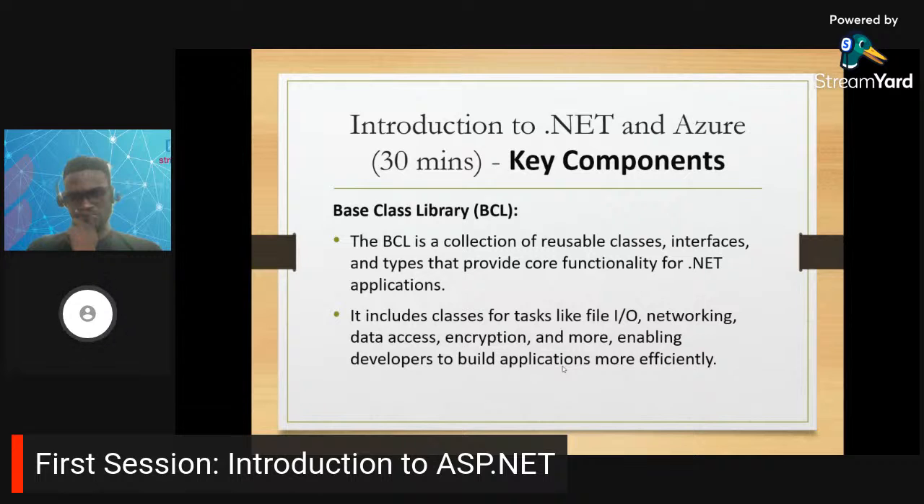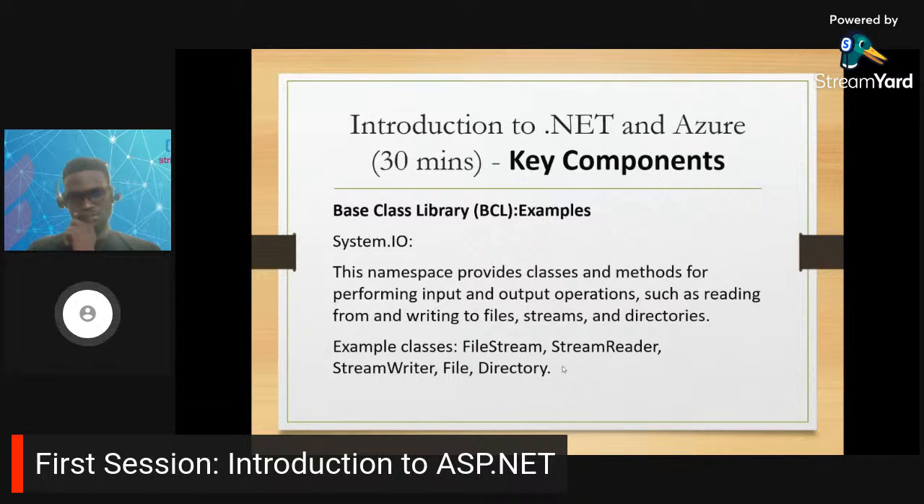Anytime you are writing an application and you do something like using system dot, just know that you are calling a base class library. So I'll show you some examples of a base class library. System.io. Most times if you just start an application in Visual Studio, you always see system.io at the top. If you see system.io, it means you're using a base class library.